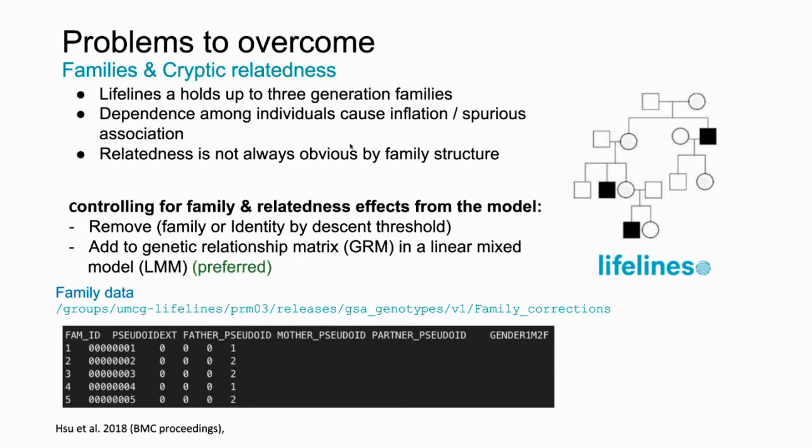So that can happen, but you also have to be aware that this relatedness is not always obvious from family structure. So you also have second cousins, third cousins, or people that don't even know they are related, and they are also going to share this higher quantity of similar variants, and there is no way to know from the family structure.